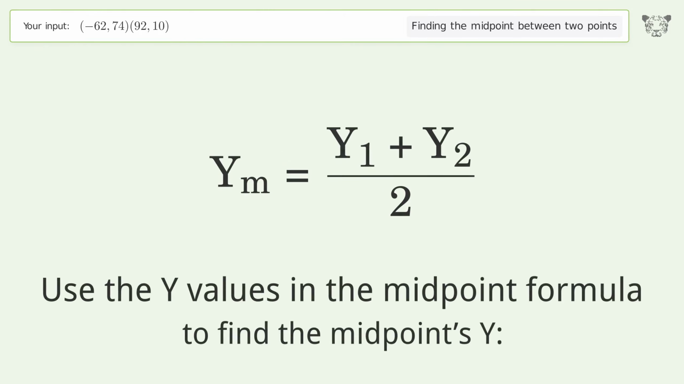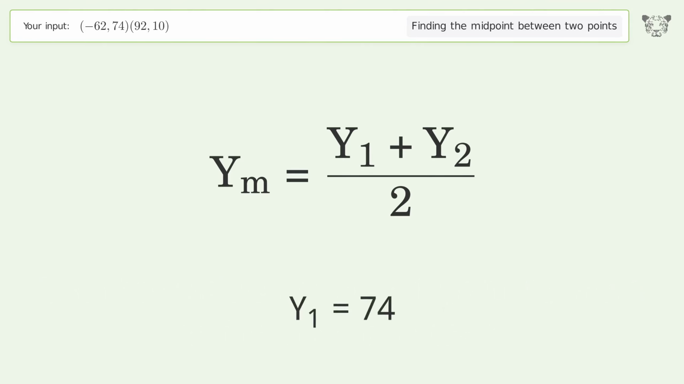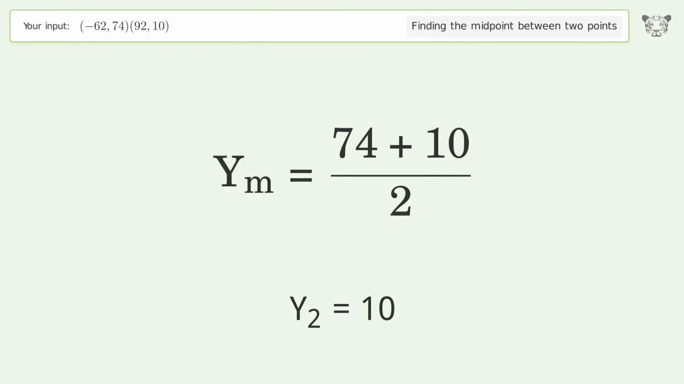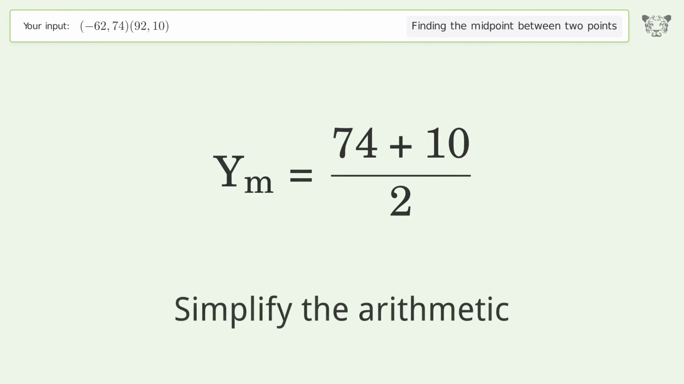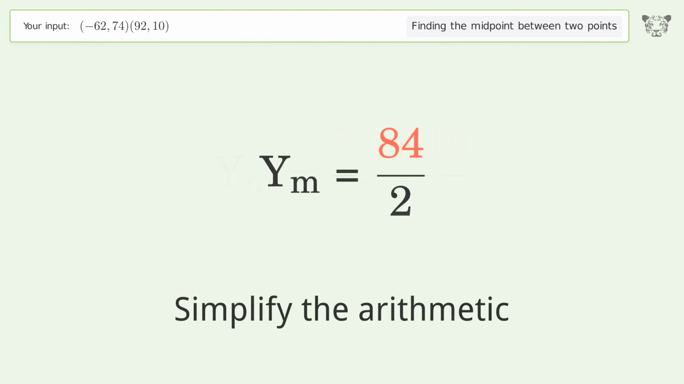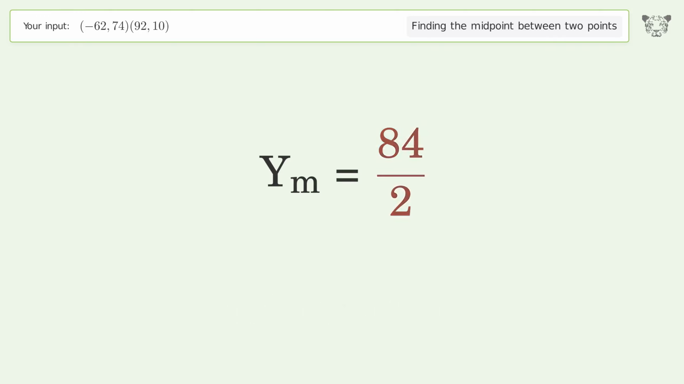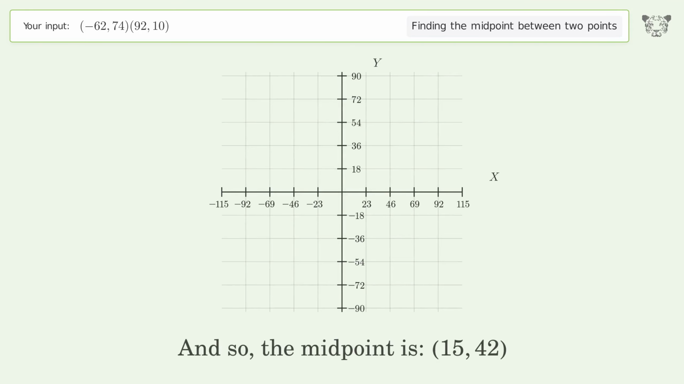Use the y values in the midpoint formula to find the midpoints y. y1 equals 74. y2 equals 10. Simplify the arithmetic. And so, the midpoint is 15,42.